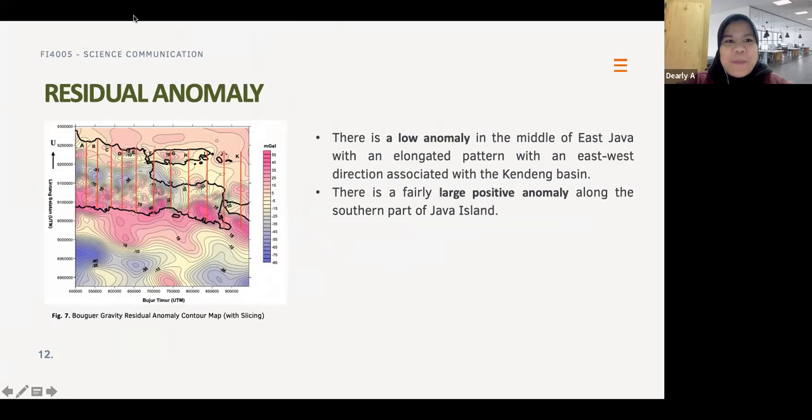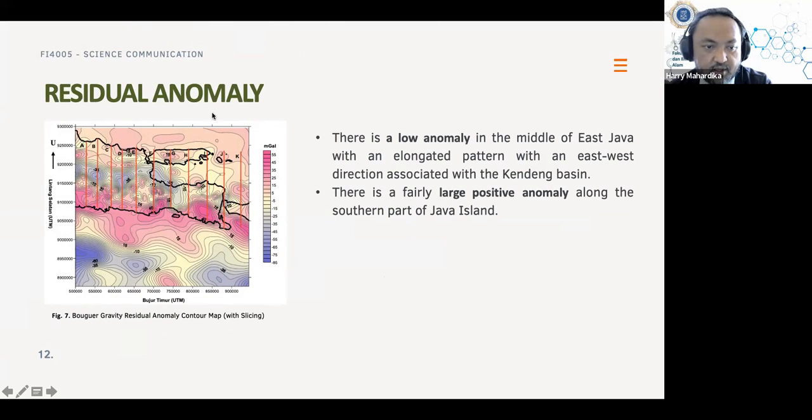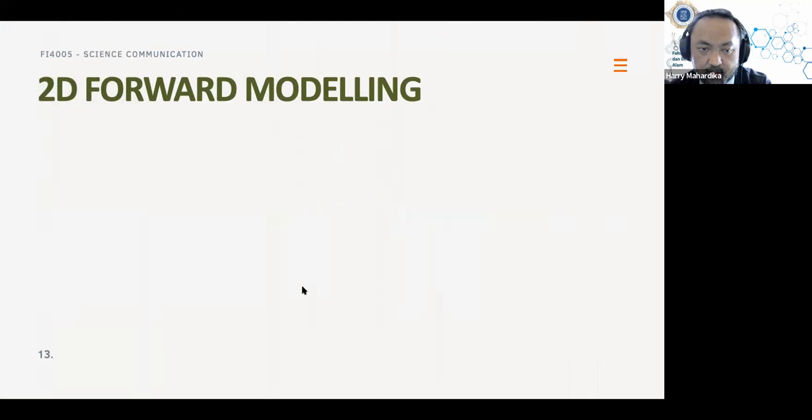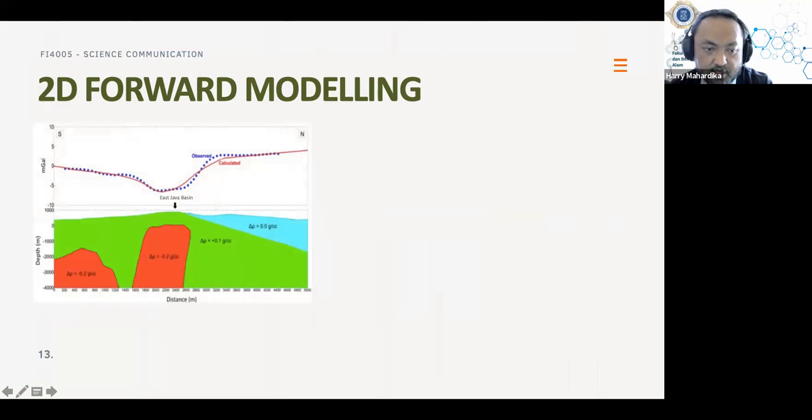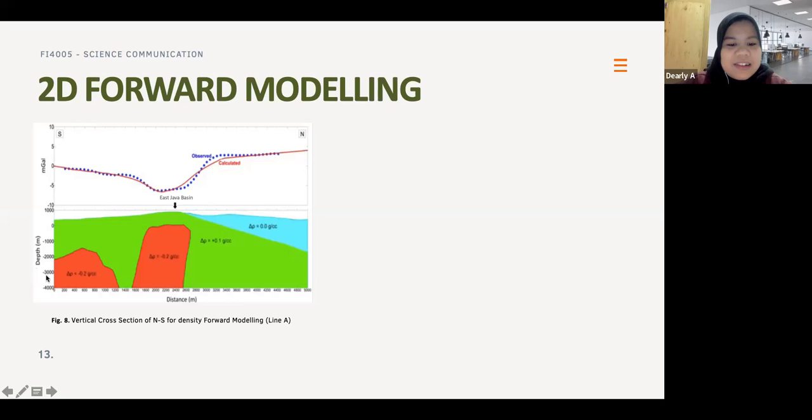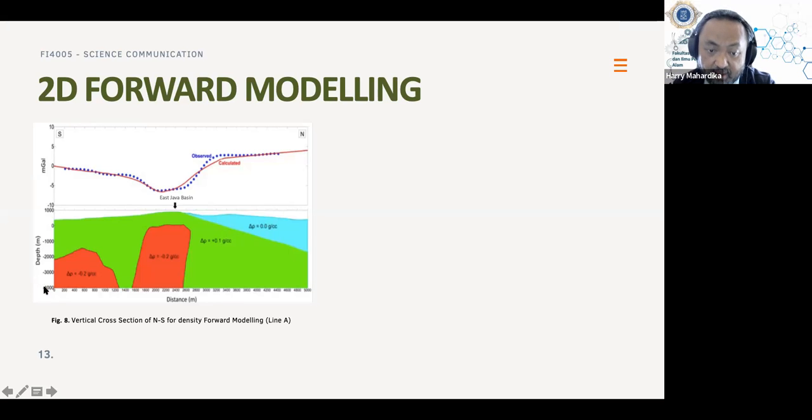Okay, there is a quick question from me. Could you move to the forward modeling scheme? Okay, I just want to confirm whether the distance in the horizontal axis is in meters or in kilometers? In meters, sir. Oh, okay, so 5,000 meters is 5 kilometers. 5 kilometers is a short distance. It's just like from my house to ITB, right?